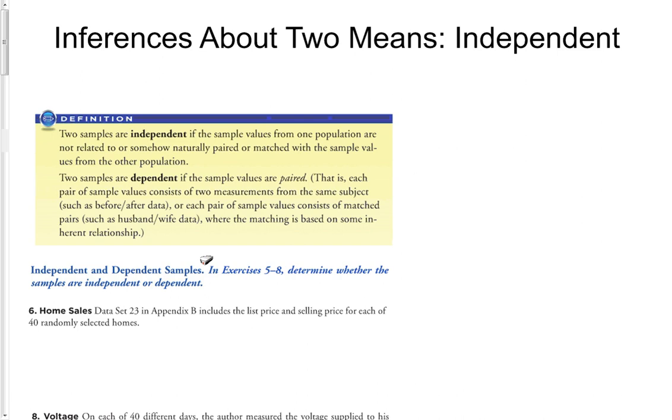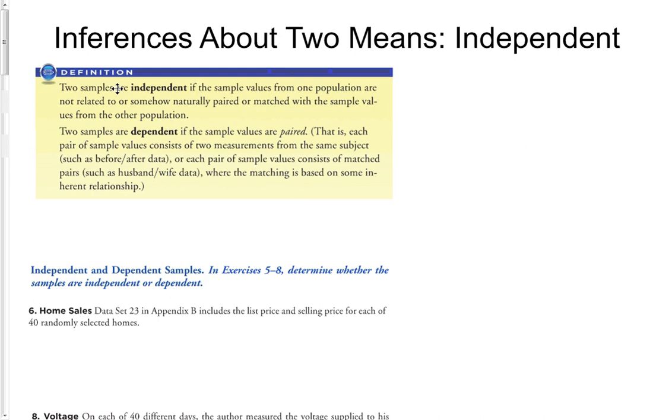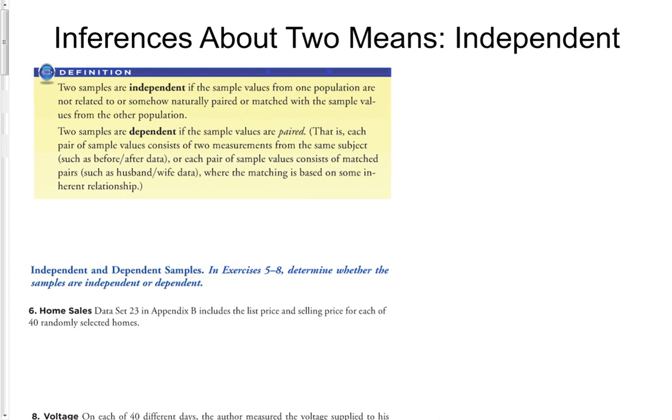Okay, so we're still looking at inferences from two samples. What we're going to do now is look at how to make inferences about two means when we have independent samples. To start that discussion, we should probably look at the distinction between independent and dependent samples.